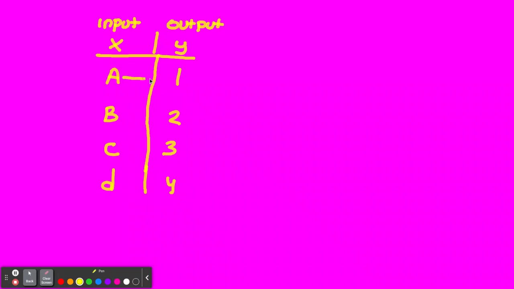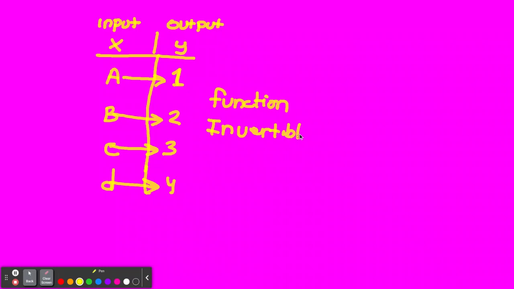So if A maps to 1, and B maps to 2, and C maps to 3, and D maps to 4, we know here we have a function because you have one x for one y. But it's invertible because the output only has one input. So the 1 only has one x. So this is a function, and it's invertible. It's an invertible function.